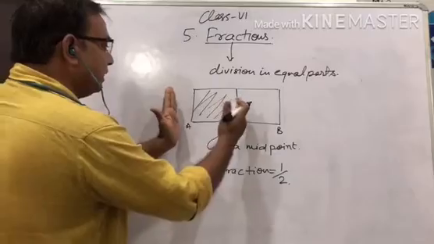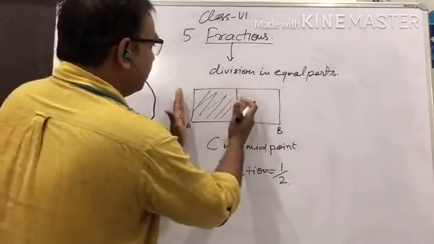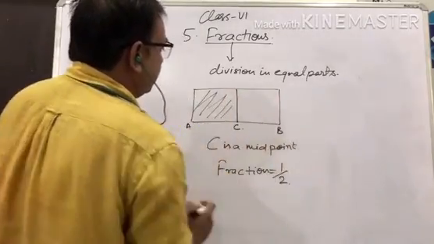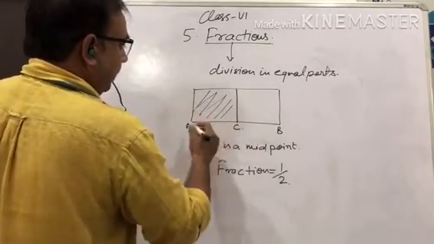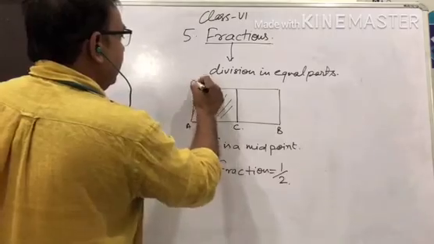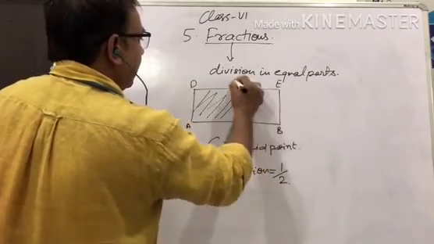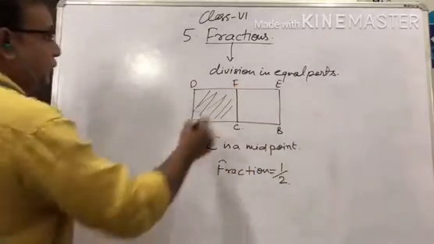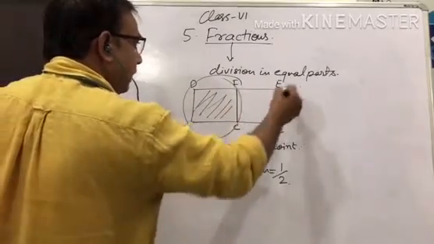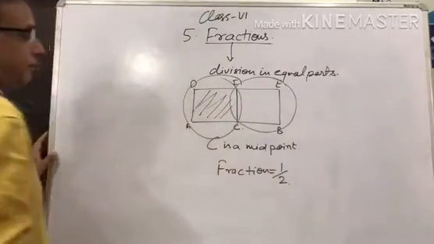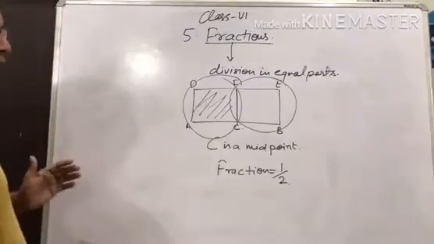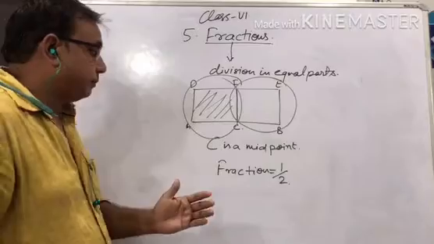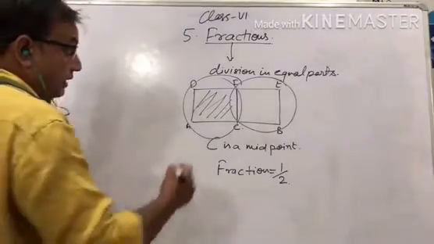Means this portion coincides with this portion. Suppose we write A, B, C, D, E and the center is F. So this portion is equal to this. This is called a fraction, division in equal parts. And this is compulsory.